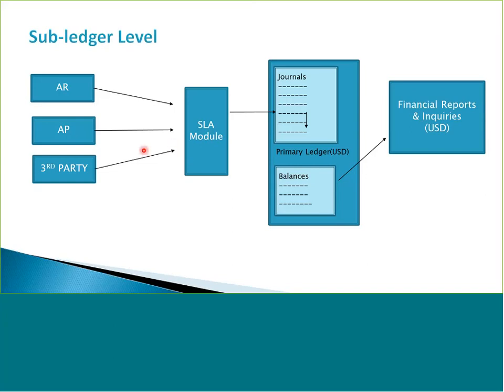And actually, there's an error that I need to correct on this slide. This third party module shouldn't go through the SLA module, right? It should go directly through the primary ledger, because the SLA module is the engine for the Oracle sub-ledger modules. So that is something that I should correct, but hopefully you'll still be able to understand the concept.